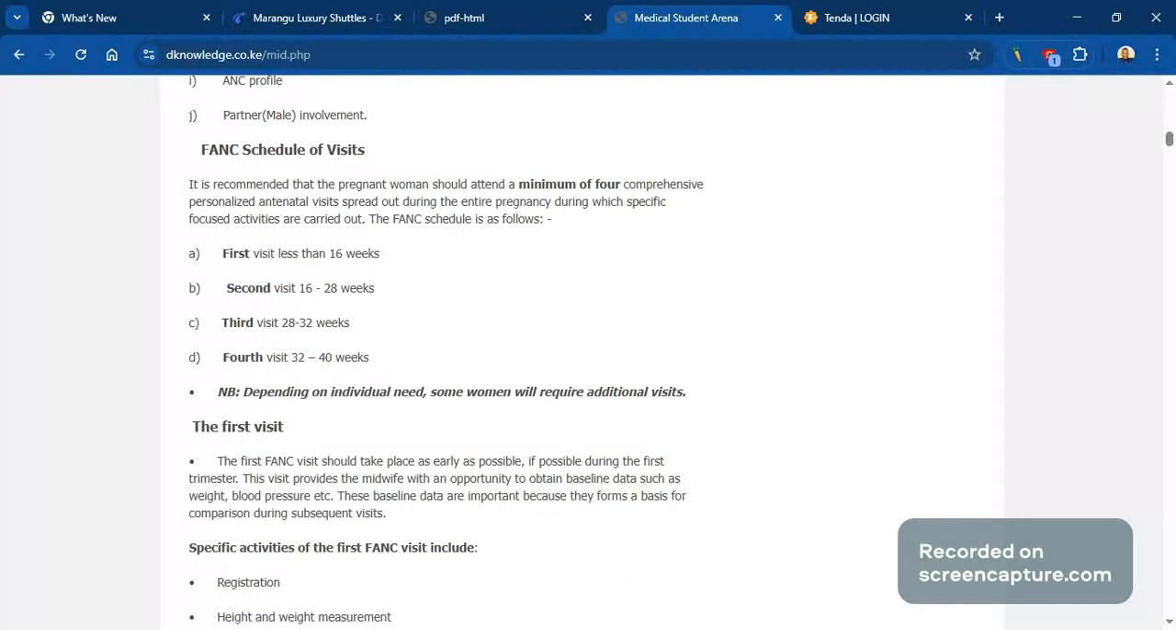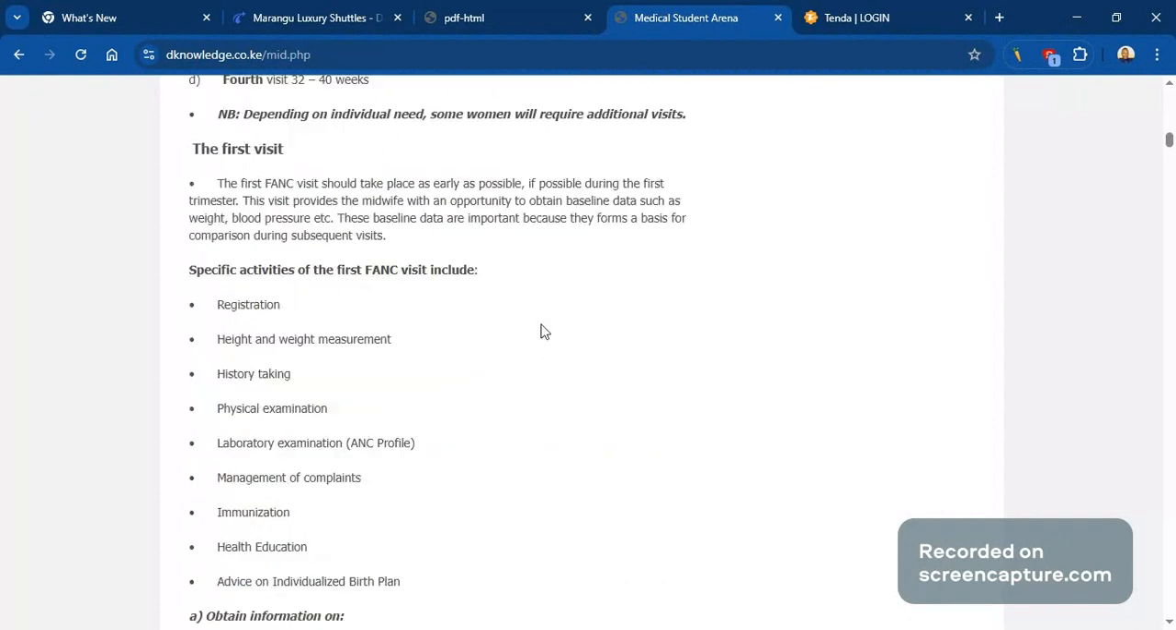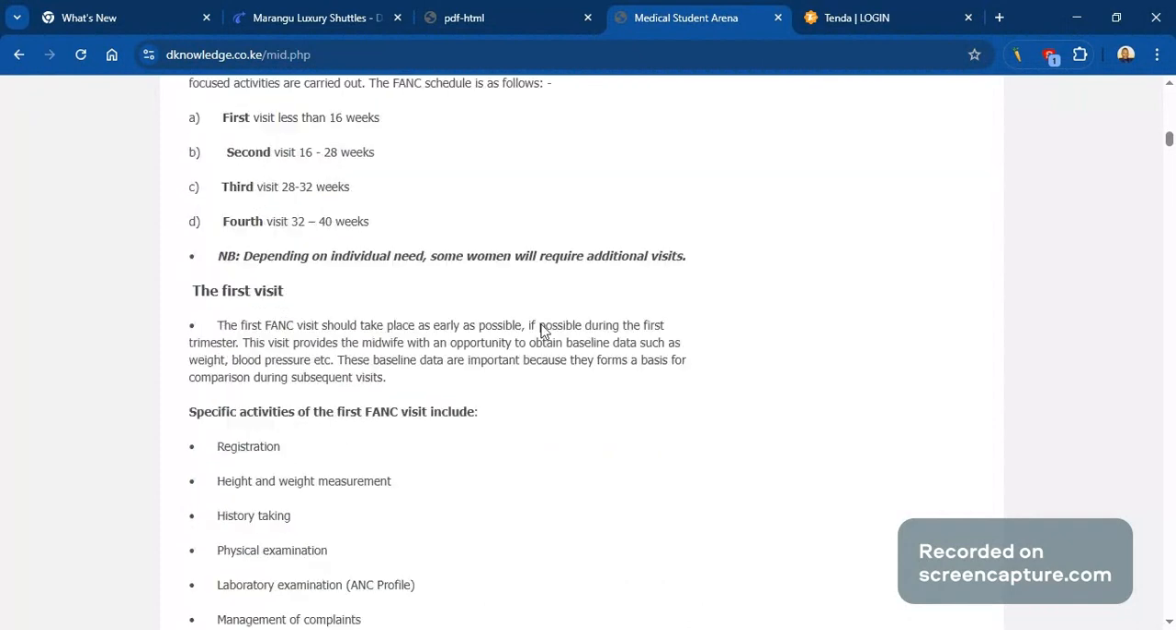Like yesterday in my practice area, I realized another woman just decided to come for the fifth time. She wasn't contented by the ultrasound result that she had obtained in the last visit, so she had to come in again and go for the radiography to be taken again. So it depends with the individual need. You cannot limit them. Maybe they have a burning issue, maybe there's a complication.